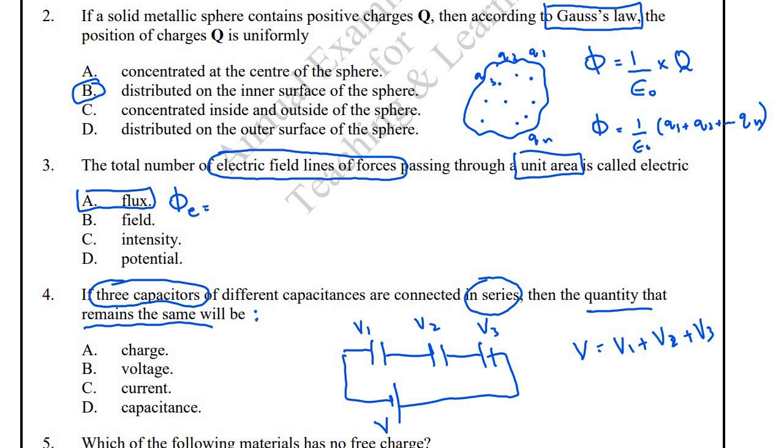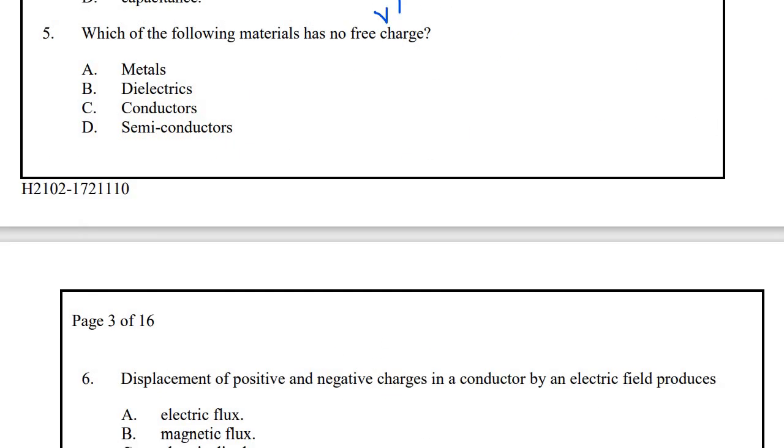And for charge traveling, the charge q traveling along the circuit, in a series combination the total charge is always equal to the charge present at each capacitor. So q1, q2, q3 will all be same. So for question number 4, the same quantity in a series combination is the charge, option A. Let's see question number 5.